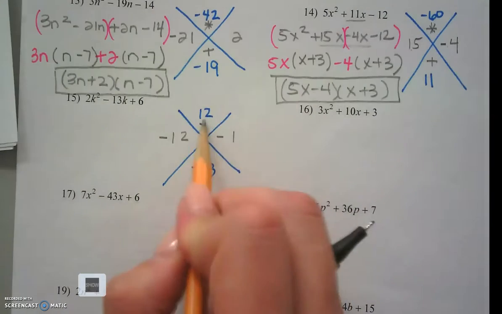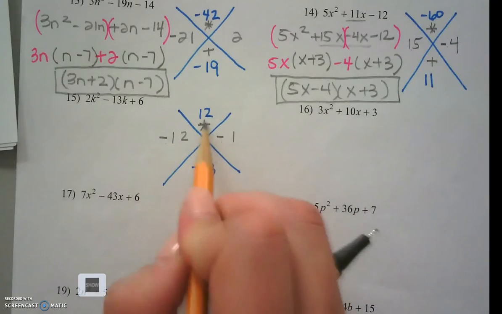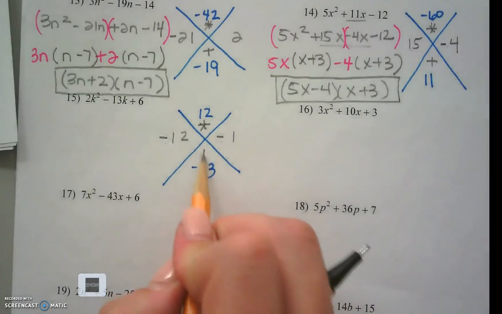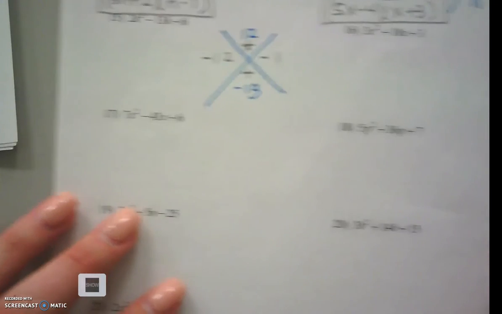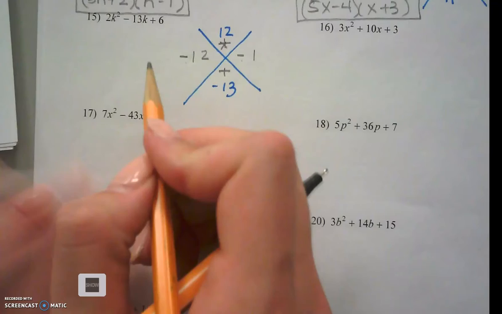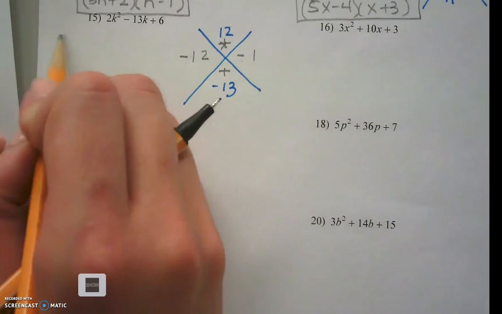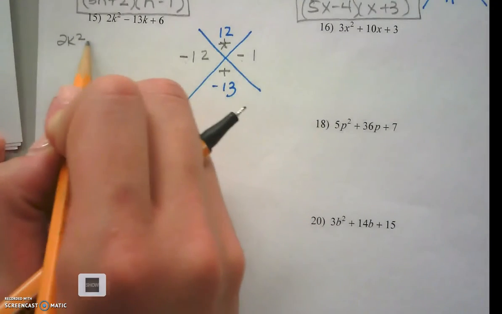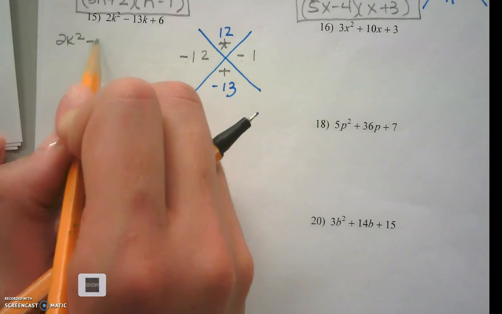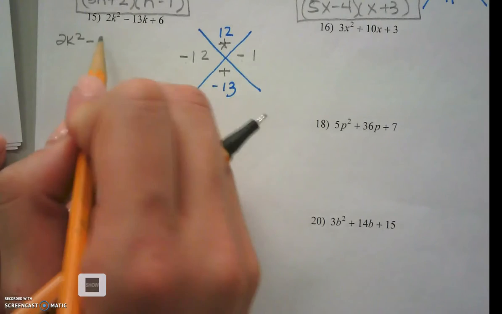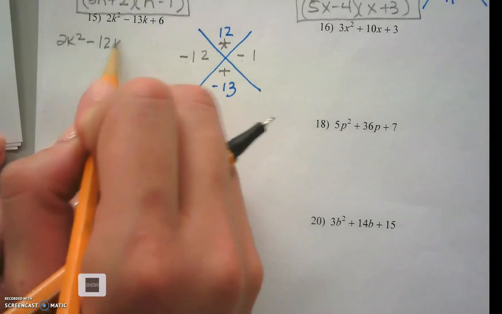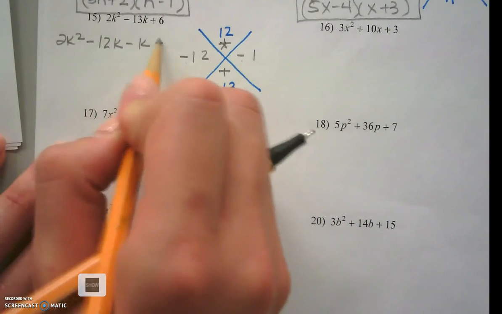Again, what multiplies to be 12, a negative times a negative is a positive, but what adds up to be 13, and a negative 13. So we'll go ahead and look at rewriting this. We'll write it as 2k squared minus 12k minus k plus 6.